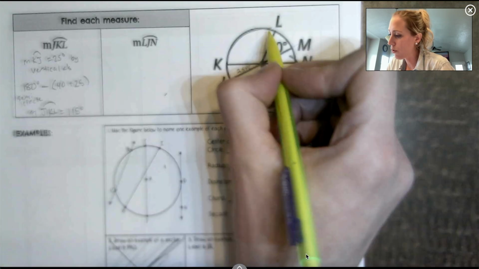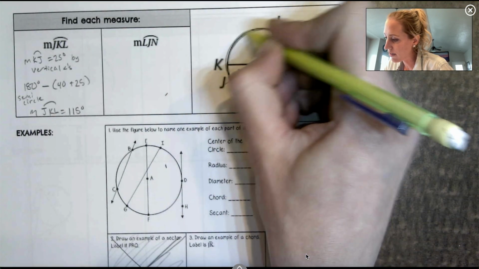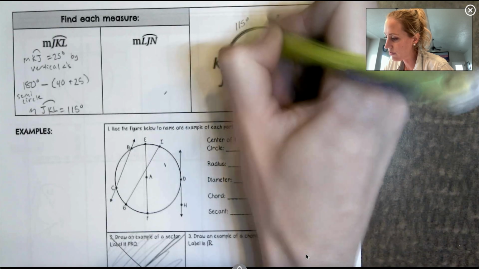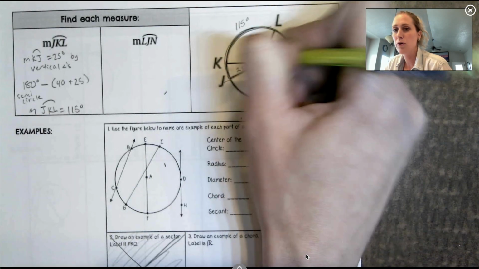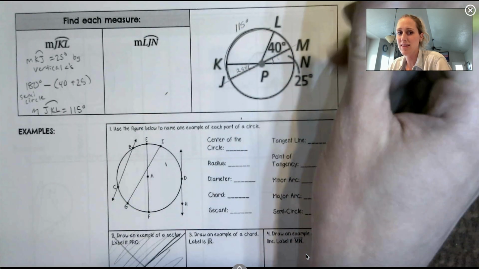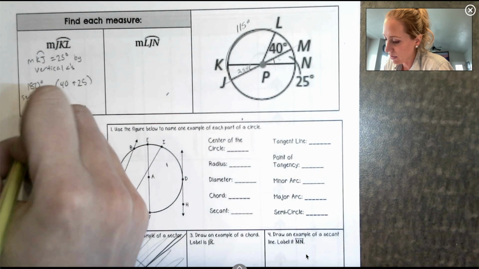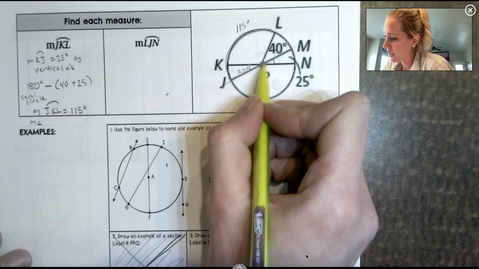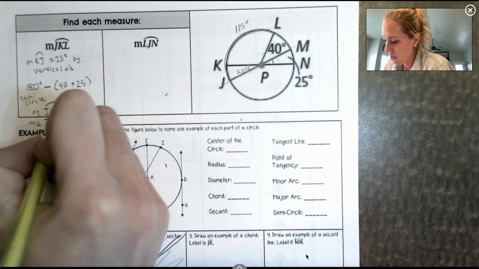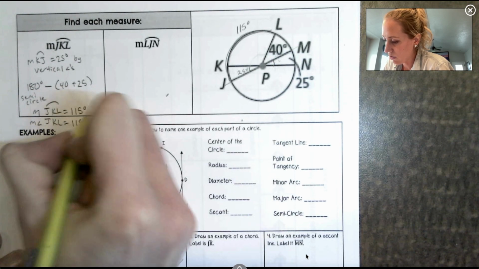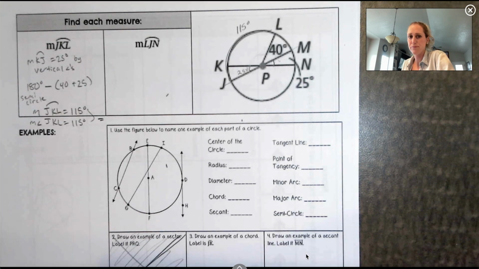So this whole thing from there to there is 115 degrees. So that's the arc measure. That's also the central angle. They are the same thing. So I'm actually going to write that too. The measure of angle JKL is also 115. These are always equal.